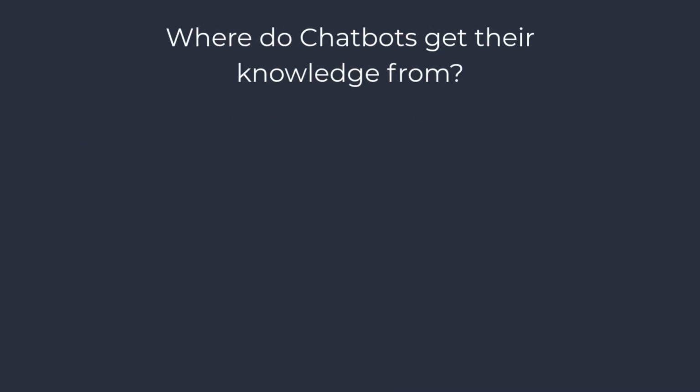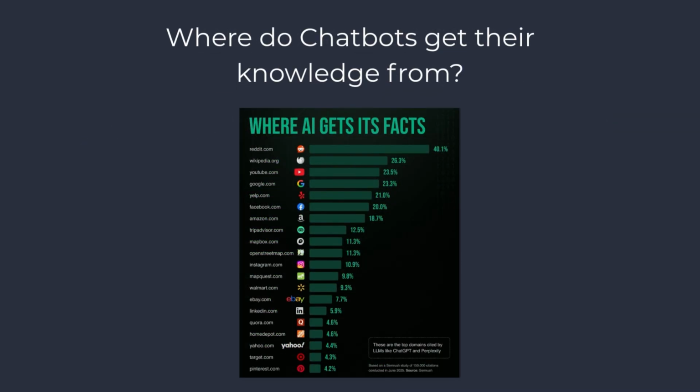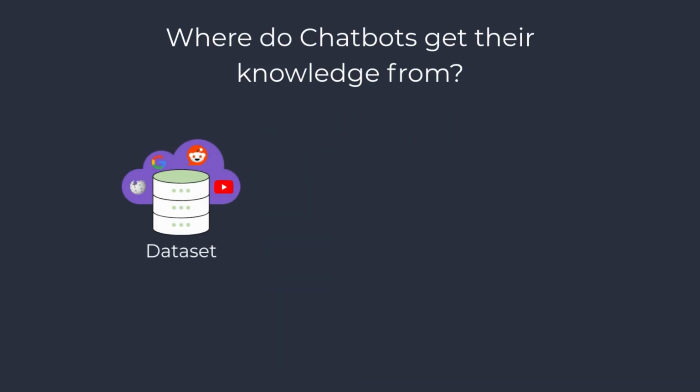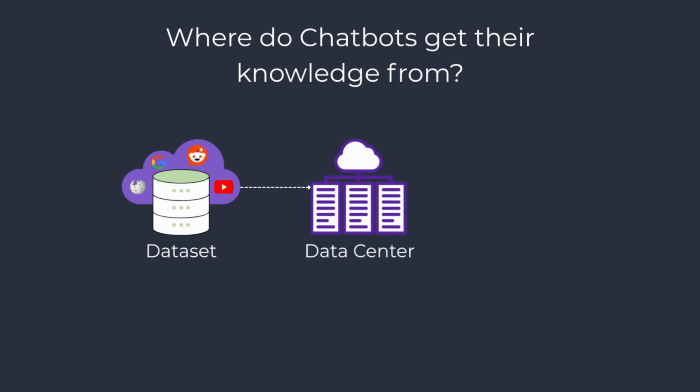Well, chatbots learn from massive amounts of information from all over the internet. Think Reddit, Wikipedia, YouTube, Google, and tons of other websites. The way it works is that a developer gathers a huge dataset of text and data from these platforms. This dataset is then fed into powerful computers in a data center where the AI model is trained. The final product is a large language model, or LLM, that powers the applications we use every day like ChatGPT, Gemini or Grok. But this approach has some big limitations.